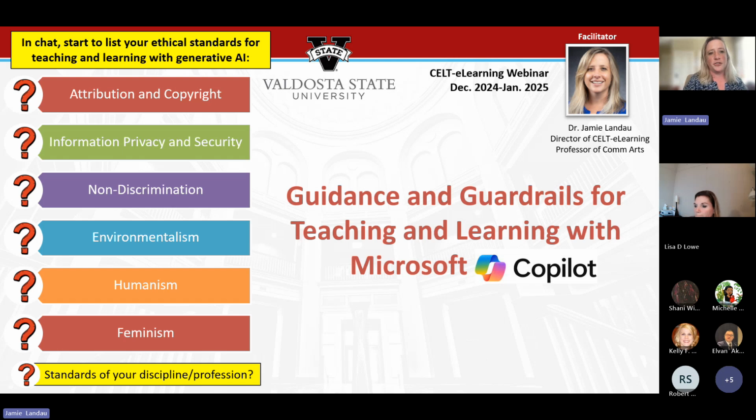And if you do, then attribution and copyright would be one of your ethical values, right? And if you say something like honesty, what do you mean by that, right? What does that mean, right? How does someone demonstrate their honesty? Do you care about non-discrimination? Do you care about the environmental impact of AI?